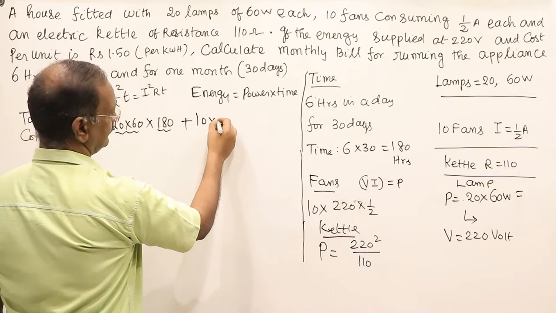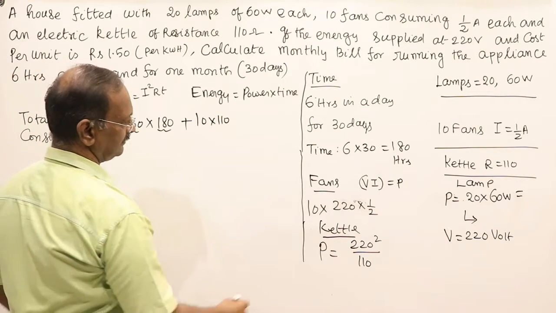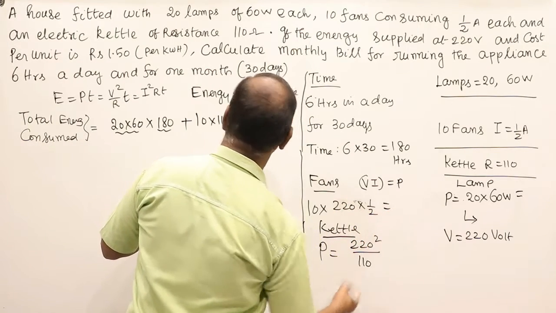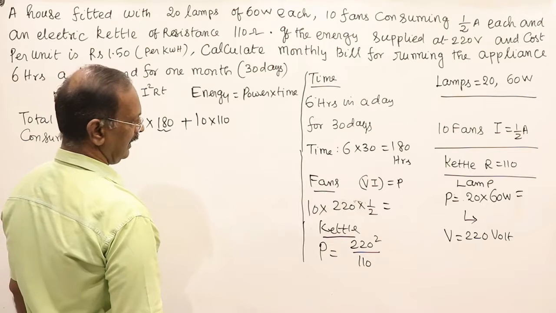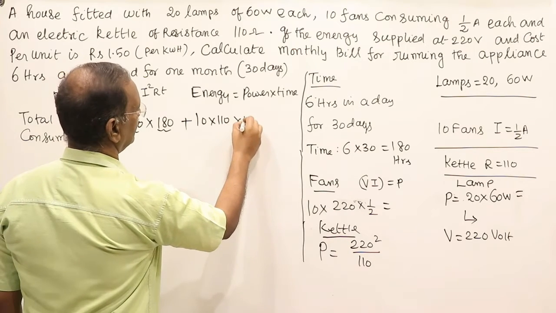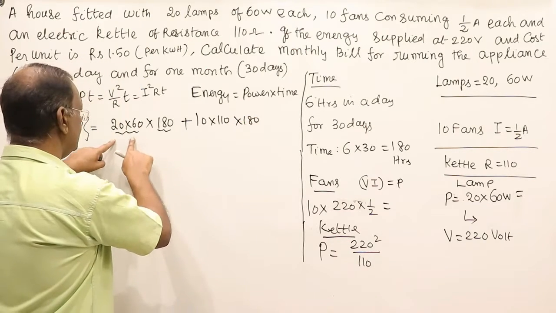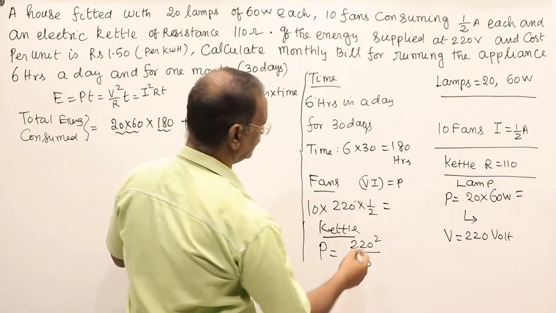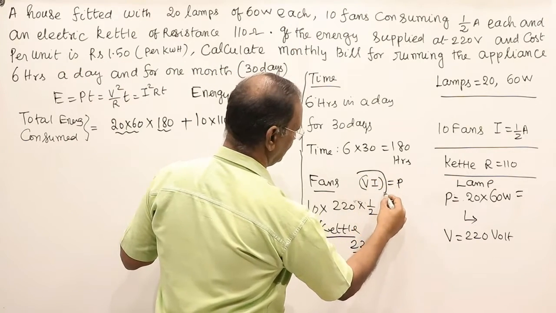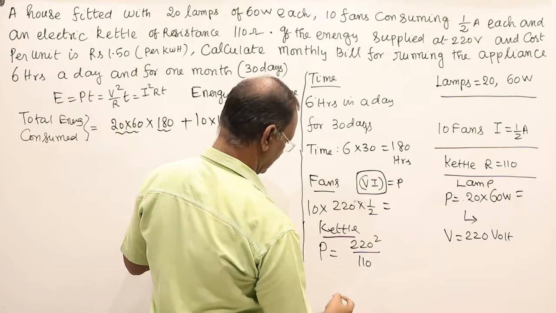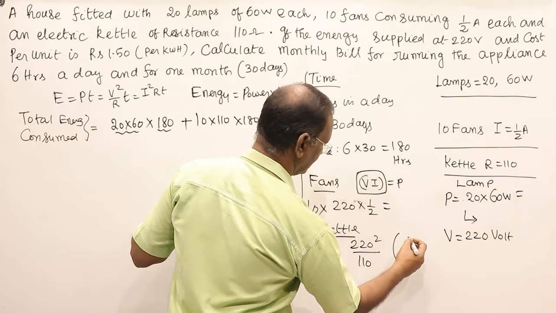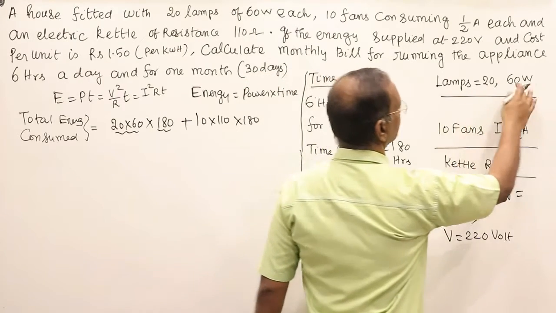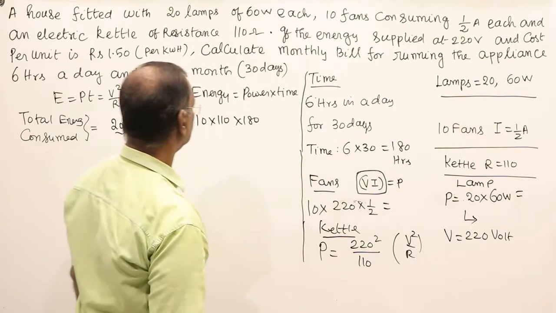10 into 110 into 0.5, because 110 is equal to 110 into 0.5, and it is also running for 180 hours, because this is power into time. Here we use a different formula. For the fan we use VI for the power. For the kettle we have used V square by R. Of course, in the lamp, the 60 watt power is directly given.